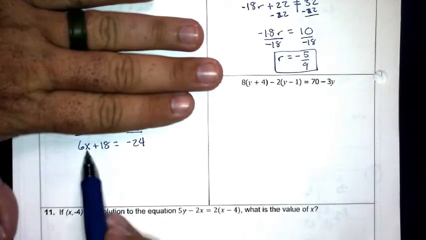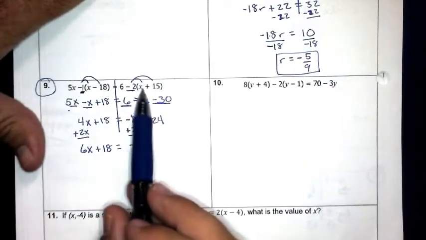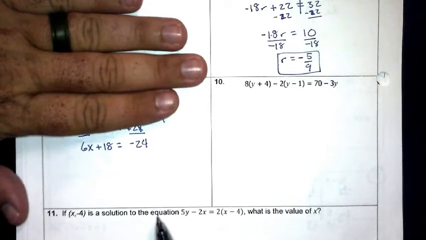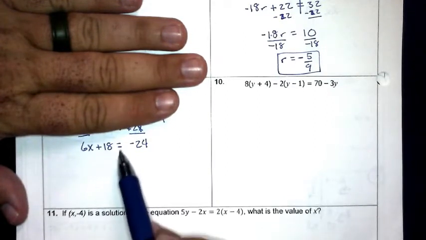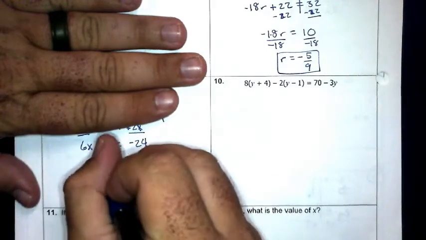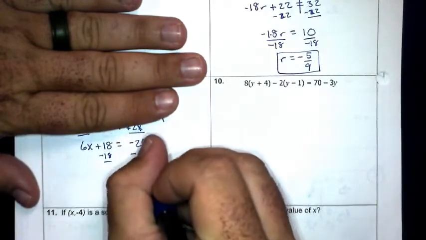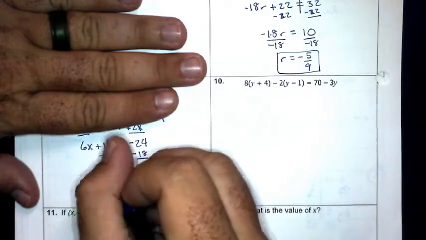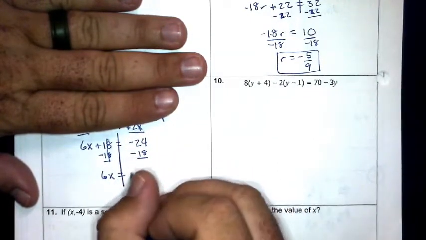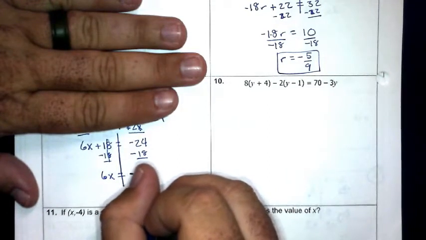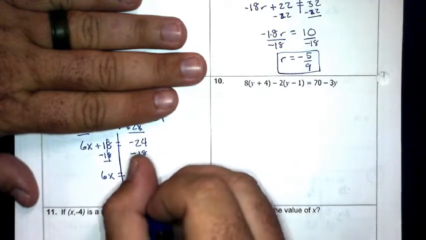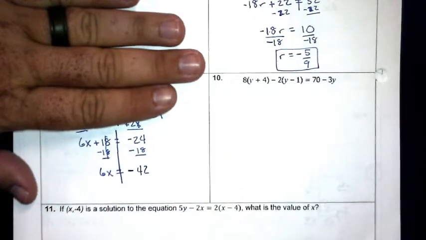Okay. What do I do? Minus 18. Oh, minus 18. 6x equals, it's going to be negative -42. Can y'all double check my work on that one? Because I did mental math, so I'm probably wrong. Am I right? Oh, sweet.